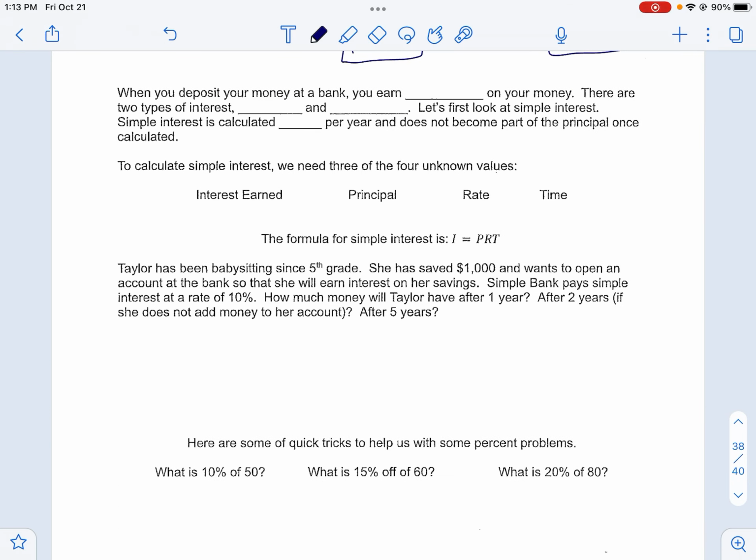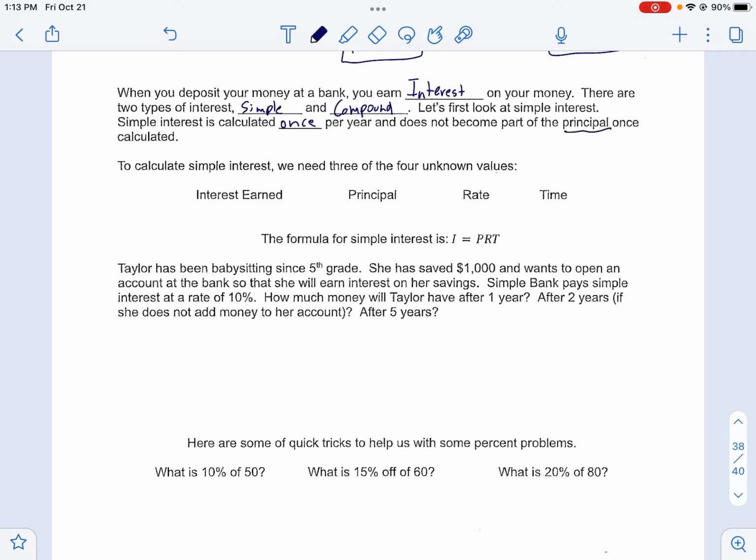All right. The final thing we're going to talk about in this section is something called interest. When you deposit money at a bank, you earn interest on your money. There are two types of interest: simple interest and compound interest. Simple interest is calculated once every year, and it does not become part of the principal.